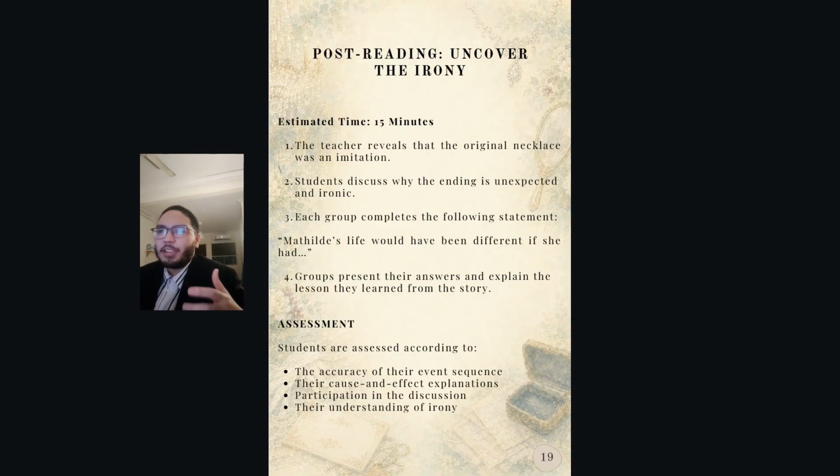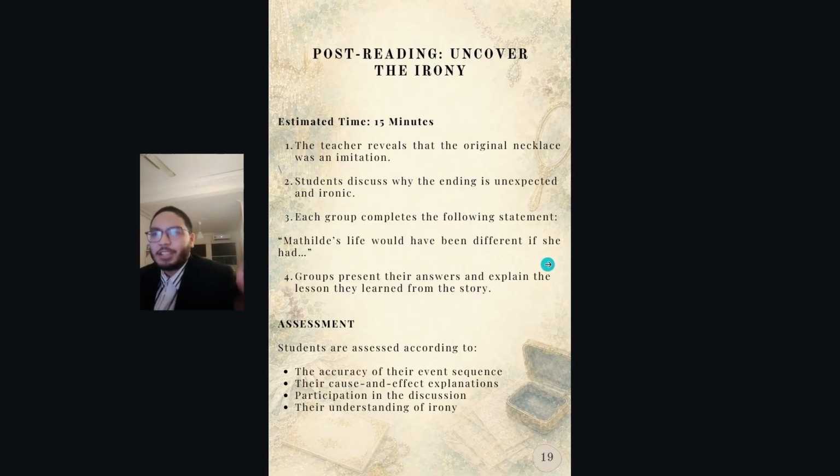And then during the post-reading, the teacher reveals that the original necklace was an imitation, and then students will start discussing why the ending is unexpected and ironic, and then they'll start declaring what their statement would be, and how Matilda's life would have been different if she had... So each group will present their answers, and then they explain the lesson that they learned from the story.